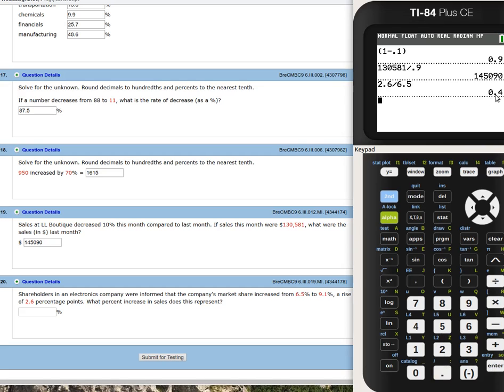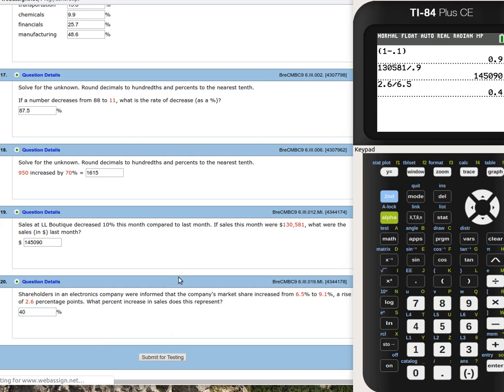And it's 0.4. But this is a decimal. We need to convert this to a percent. So we need to move the decimal place 2 places to the right. So it would go up once. And then to go 2 places, we actually need to put a placeholder after the 4 so that it can go behind that other 0. So instead of the decimal place being in front of the 4, it needs to go after the 0 that's behind the 4 there. So it's 40%. Of course, 0.4 is 40%. So that's the end of this homework.